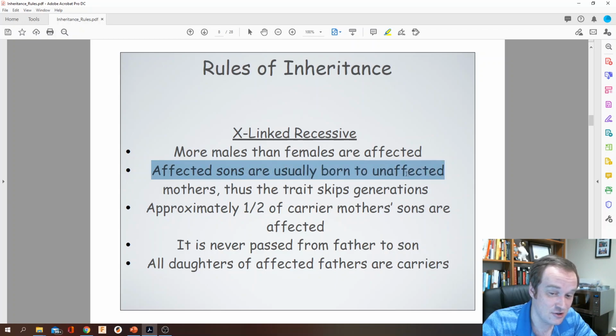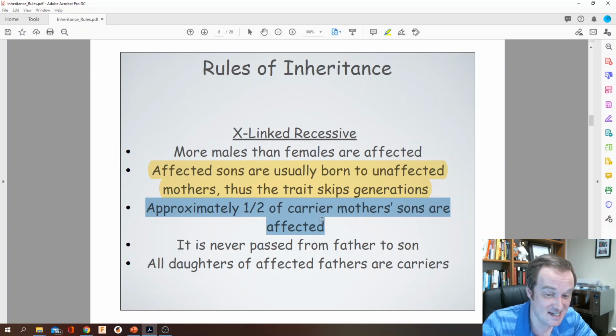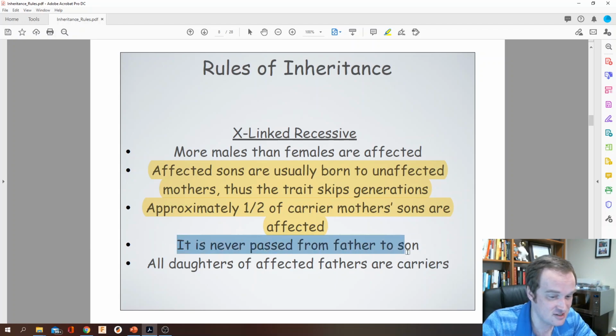Affected sons are usually born to unaffected mothers, so the trait usually skips a generation, like all recessive traits. Approximately half of a carrier mother's sons are affected, because if a mother has it and you're a son, you have a 50-50 shot, right? Because you get one of those two chromosomes from your mom. And it's never passed from a father to son.